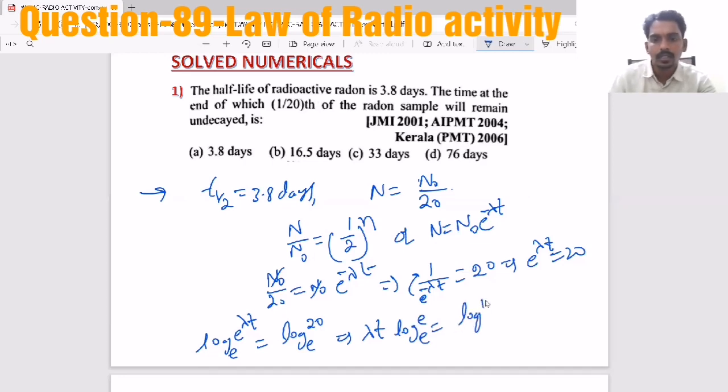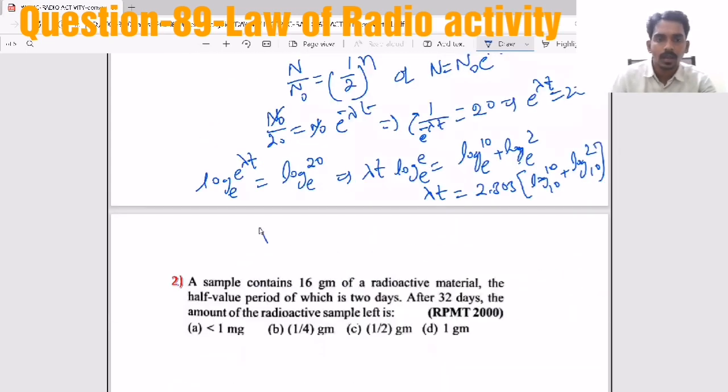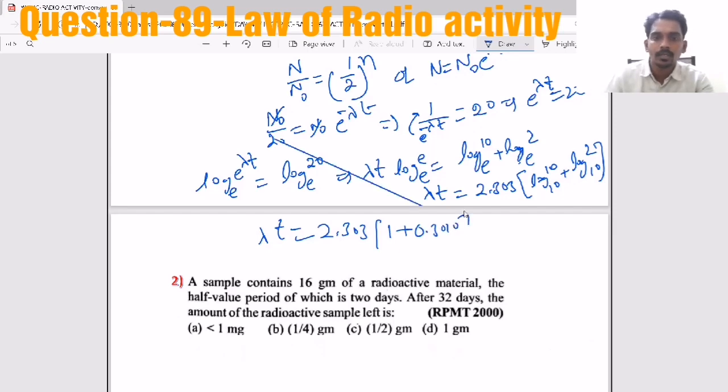So log 20 I can write as log 10 base e plus log 2 base e. Now base e, if you convert it into base 10, you multiply by 2.303. So lambda T equals 2.303 times log 10 base 10 plus log 2 base 10. Now this will become lambda T equals 2.303 times 1 plus log 2 base 10, which is 0.3010.